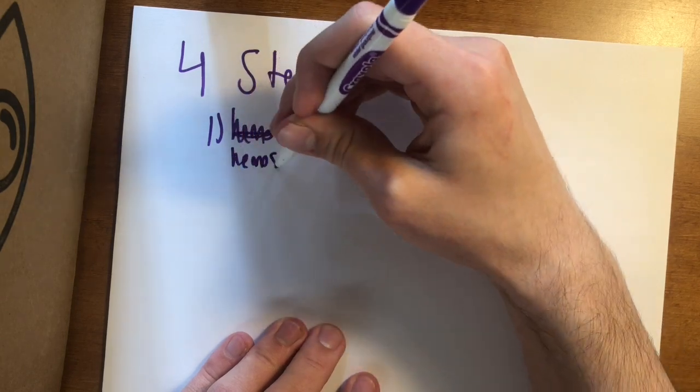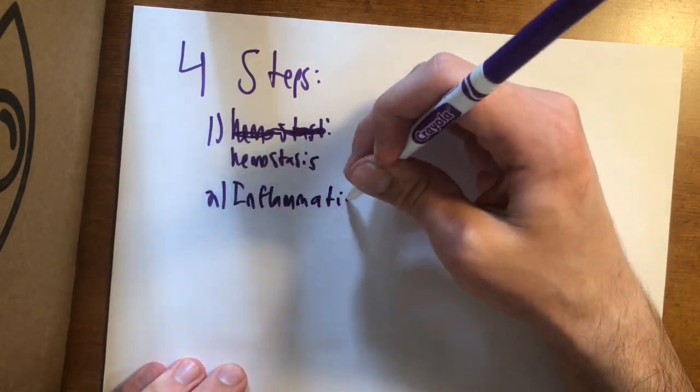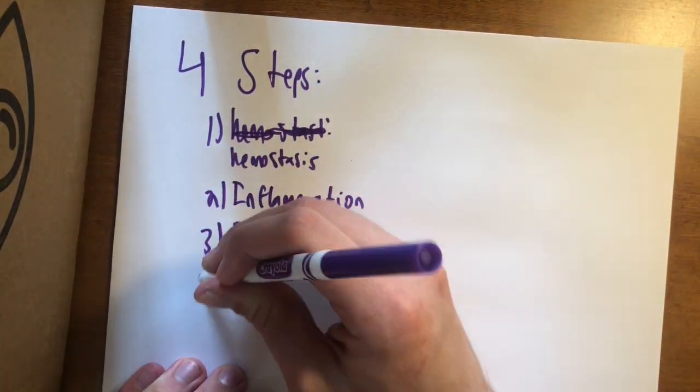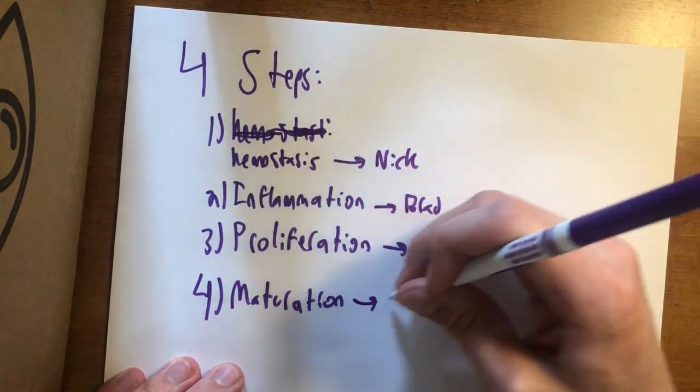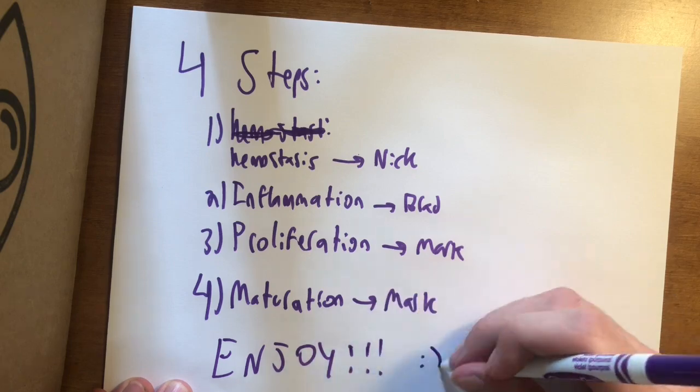Yikes. Regardless, wound healing is a four-step process. The first is hemostasis, the second is inflammation, the third is proliferation, and the fourth is maturation. Nick will take it from here to tell you about hemostasis.